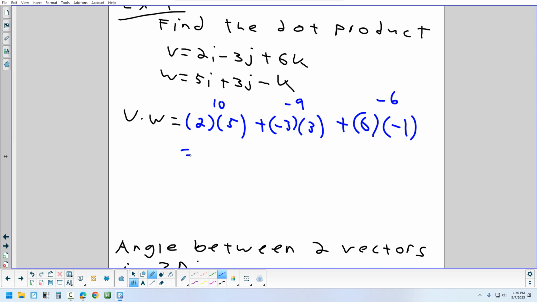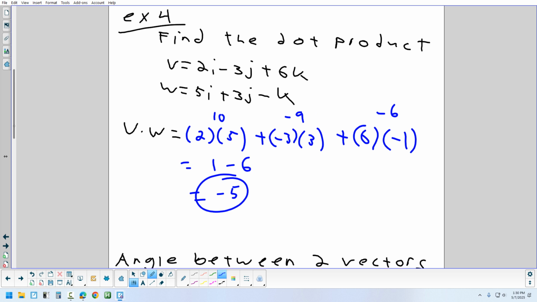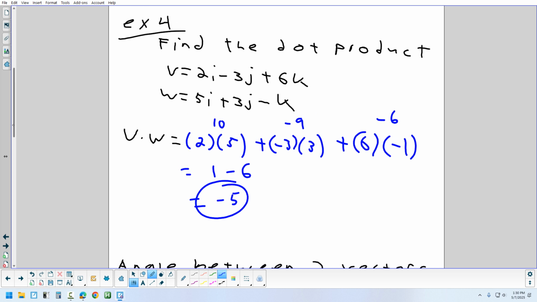Okay. What's 10 minus 9? 1. So that's 1 minus negative 6, which is 5. And the dot product is negative 5. Any question on dot product in 3D? No. Okay, what did we use the dot product to figure out?